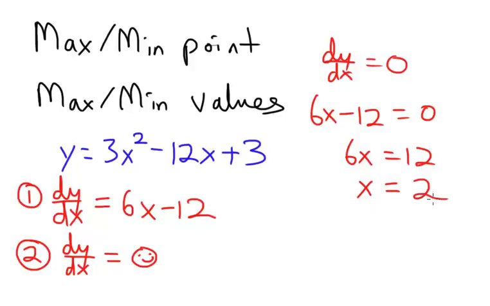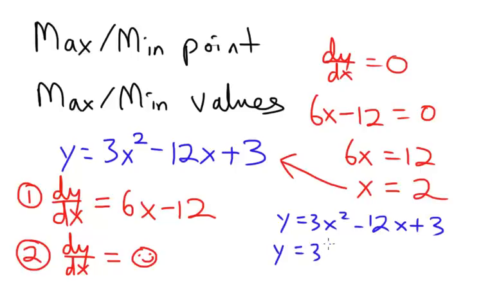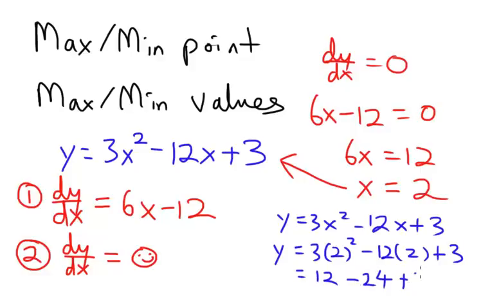And then you put the 2 back into the y. So y equals 3x squared minus 12x plus 3. Put in 2 squared minus 12 times 2 plus 3. So 2 squared is 4, 4 times 3 is 12, minus 24 plus 3. So you get y equals 12 plus 3 is 15, minus 24, you get minus 9.